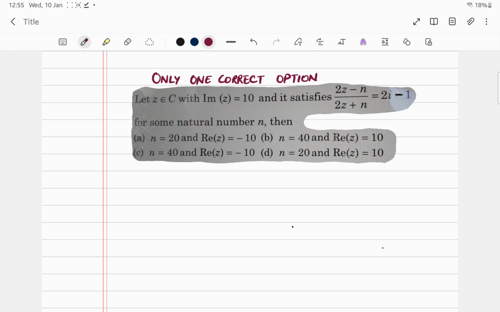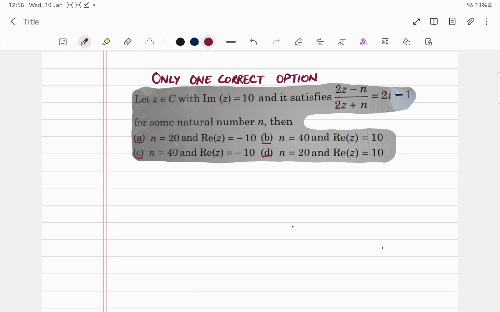So the question says, let Z belong to C, where C means any complex number with the imaginary part being 10, and it satisfies this equation for some natural number n. Then four options are given to you. What we can do is substitute each of these options into the equation and see if the equation is satisfied, that is, if the left hand side equals the right hand side. So let's start by noticing certain things.